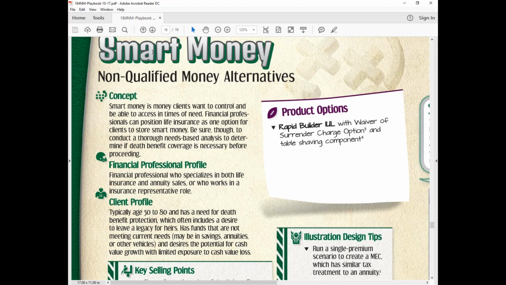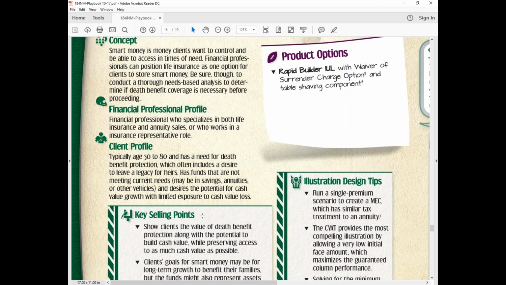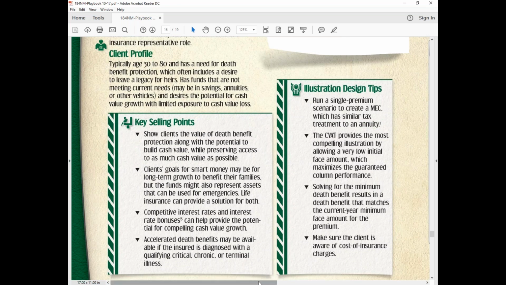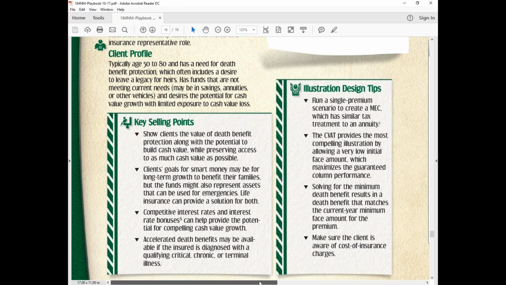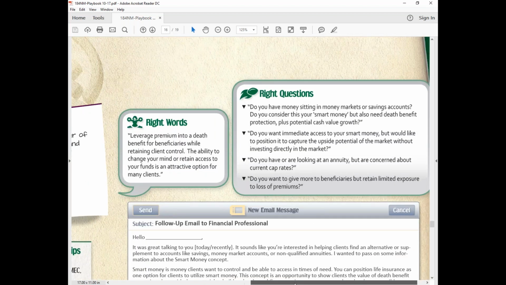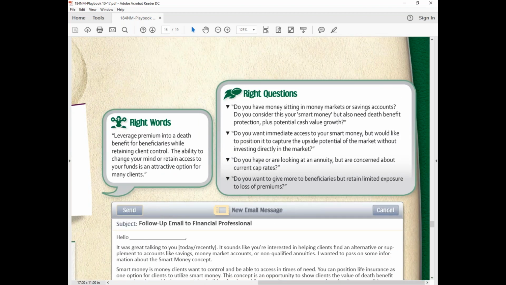And so the Smart Money concept, it goes through, again, the key selling points. It goes through different illustration design tips. I won't spend too much time going through this one, but it also has the right words, right questions. So again, one of my favorite parts of this whole playbook, really asking your clients the right questions to get them thinking about this concept.